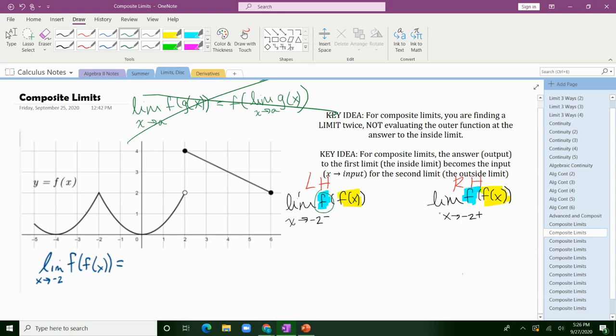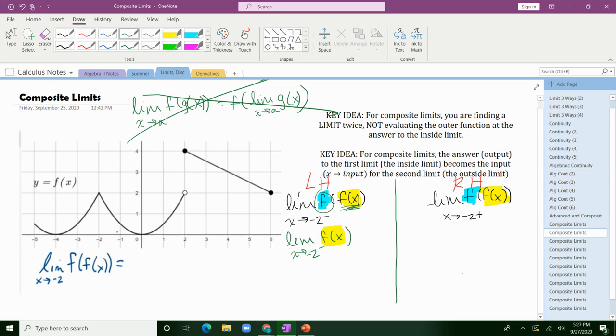So I'm going to do a left-hand limit and a right-hand limit. Let's start with the left-hand limit first. And we are still going to start on the inside here. I'm going to do the limit as x approaches -2 from the left of f of x, the inside one. So again, I'm doing yellow here. So we're not even looking at the blue outside one yet. We're just focusing on the inside one.